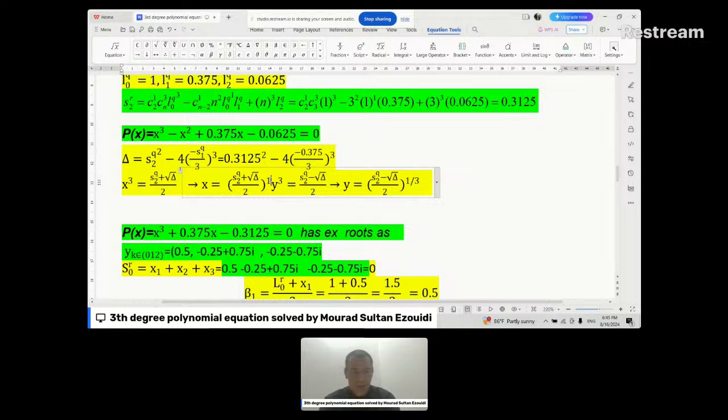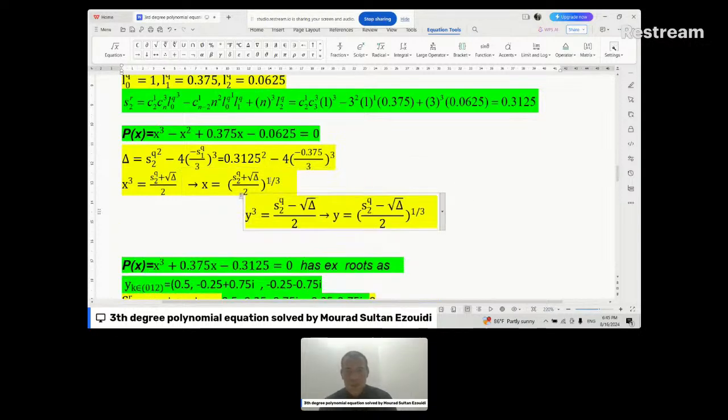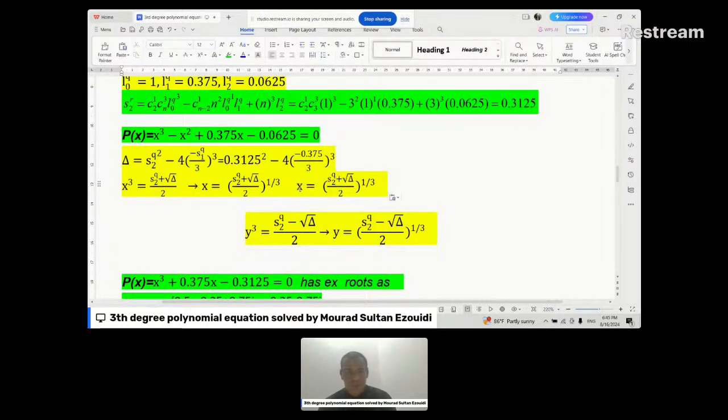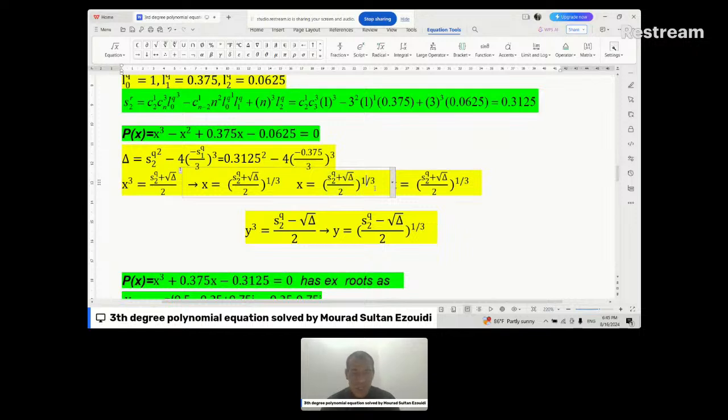Y divided by 3. Or x equals the cube root of minus q over 2 plus root of delta divided by 2, times exponential 2k i pi divided by 3. When k equals 0, we obtain this. When k equals 1, it will be exponential 2i pi divided by 3. I'll write it as an exponential if it is possible.